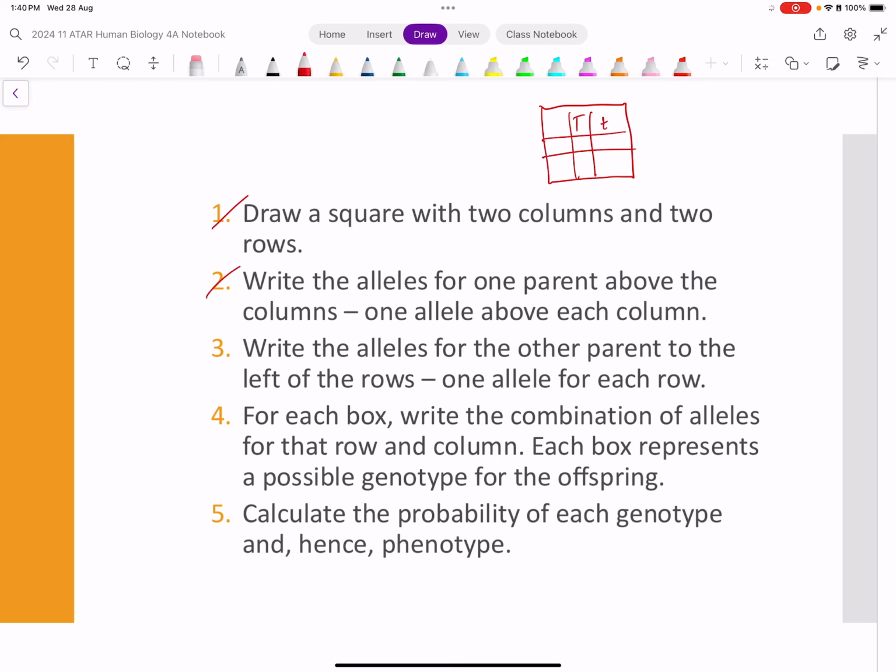Step 3 is where we fill in our other parent, and our other parent was the same in this scenario, so capital T, little t. Step 4, we now write the combinations of alleles in this box here. So we have homozygous dominant, our heterozygotes in these two boxes, and lastly, our homozygous recessive individual. Number 5, and this is what we've just done on the last page, we can calculate the probability of each genotype and each phenotype.